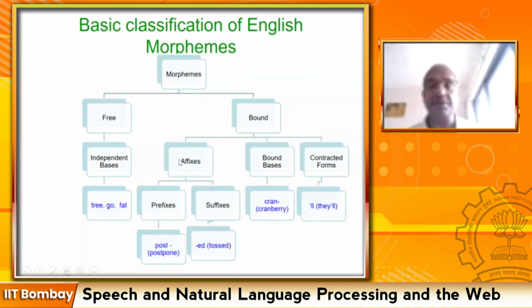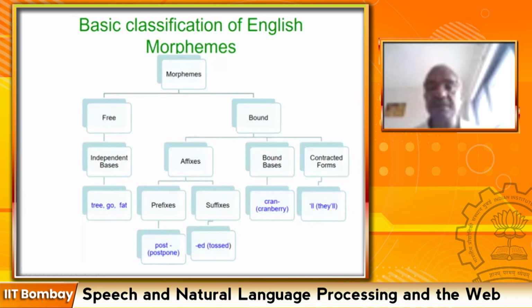Just one more time, because this tree is universal across languages. Morphemes can be free or bound. Free morphemes are words. Bound morphemes are affixes, bound bases, and contracted forms. Affixes are very important for us. Affixes can be prefixes, suffixes, and even infixes. I'll show an example. Bound bases are like cranberry. Contracted forms are like they will, where you have apostrophe and will. Another example of a contracted form is don't. Do not is D-O-N apostrophe T. So N apostrophe T is a contracted form.